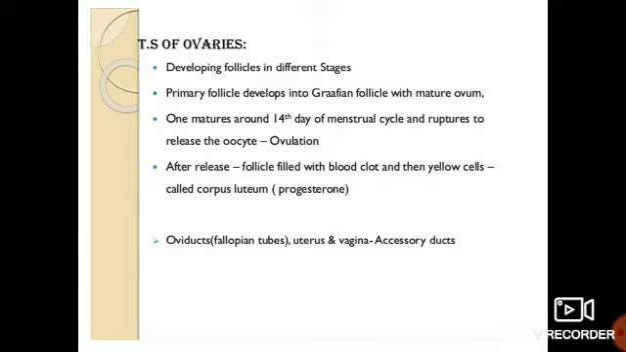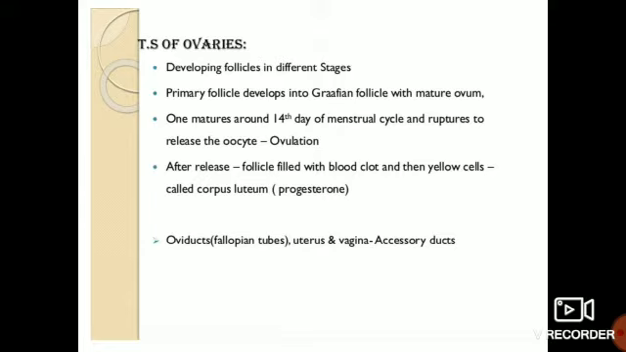After release, the follicle is filled with blood clot and then yellow cells. Okay, so after release, that follicle is now taking the shape of the corpus luteum. Now it is called the corpus luteum. The empty follicle from which the egg has already been released is given the name corpus luteum, and it gets filled with blood clot and then yellow cells. Okay, called corpus luteum. Oviducts, fallopian tubes, uterus and vagina are the accessory ducts.